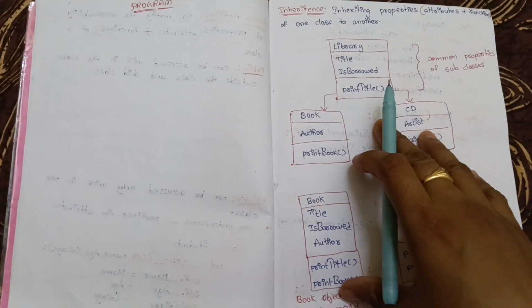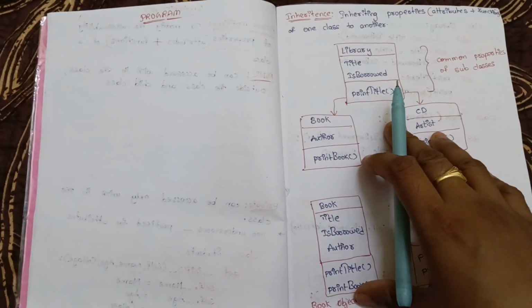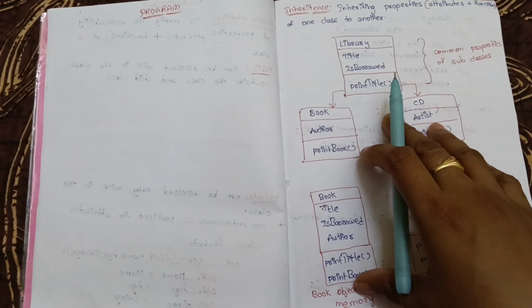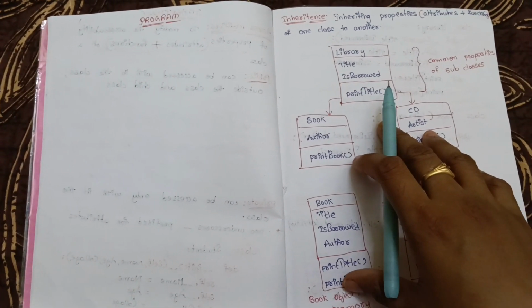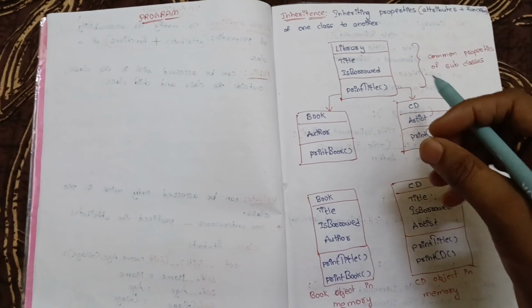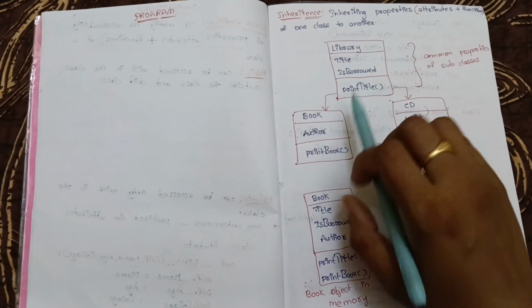Hi all, in this video we'll see the concepts like inheritance, access modifiers, as well as polymorphism. Okay, first of all, inheritance is a concept used to inherit the properties of one class to the other class.